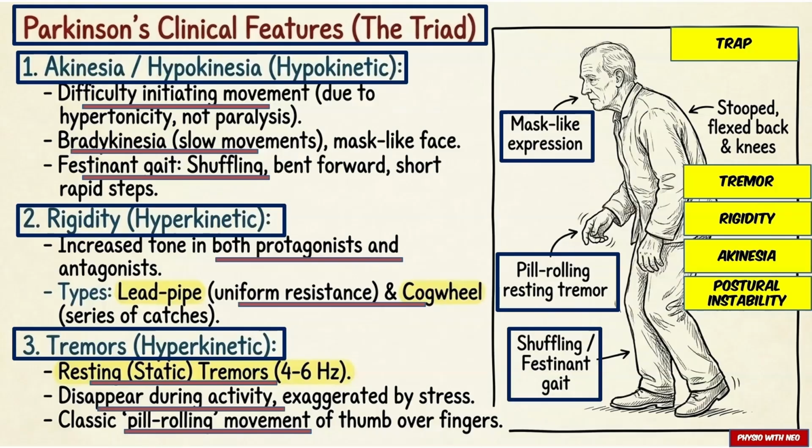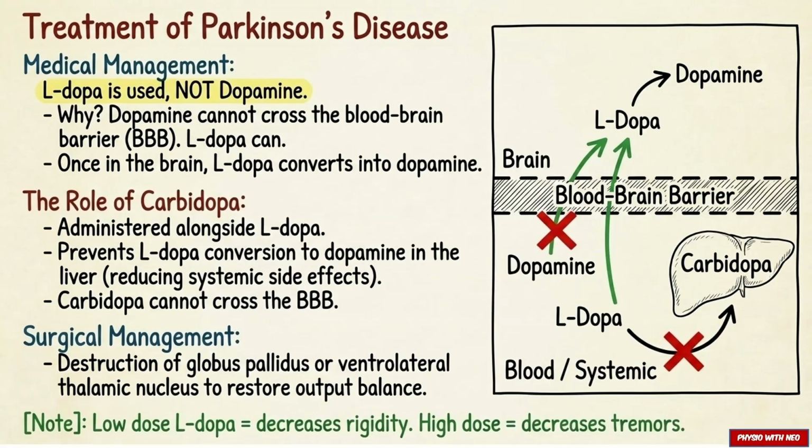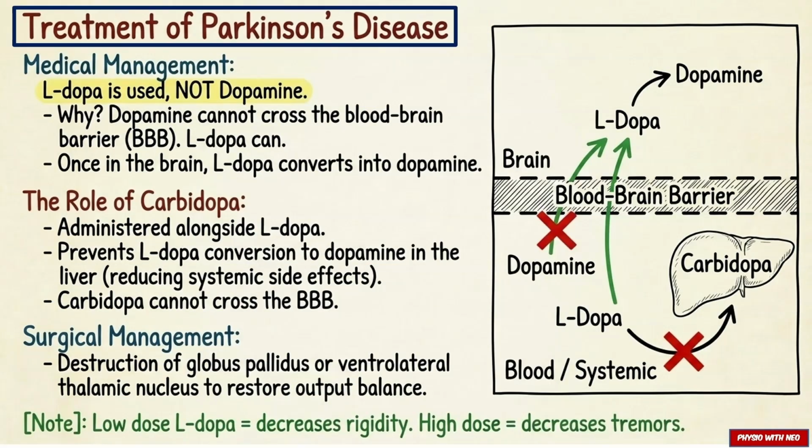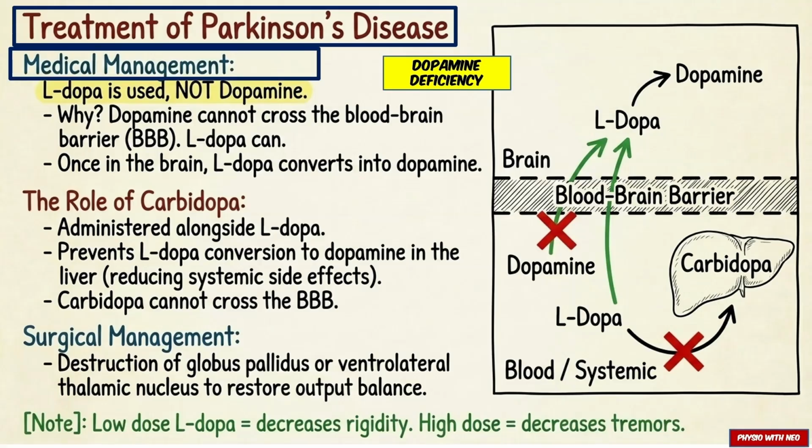If you ever see a Parkinson's patient during a clinical posting, try identifying these four major signs. You will never forget this topic. Now let's see the treatment of this Parkinson's disease. Let's answer one of the most frequently asked university questions. What is the physiological basis of treatment in Parkinson's disease? Remember, the disease occurs because of dopamine deficiency. So logically, the treatment aims to increase dopamine activity inside the basal ganglia.